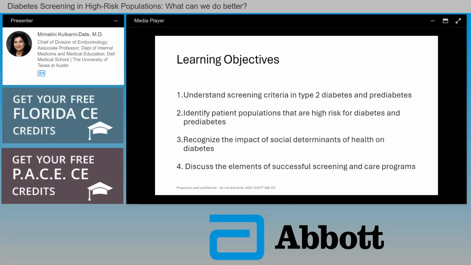So today we're going to focus on a few things. I hope at the end of the presentation you will understand the criteria in type 2 diabetes and prediabetes. We'll identify patient populations that are high risk for diabetes and prediabetes, spend some time focusing on what are the impacts of social determinants of health on diabetes, and also talk about the elements of successful screening and care programs.